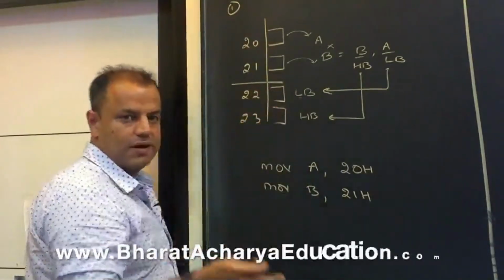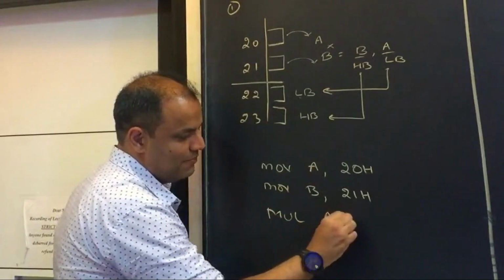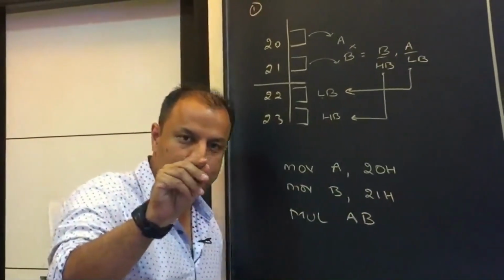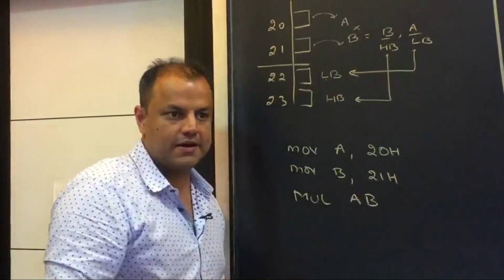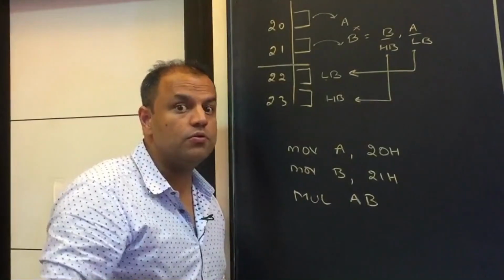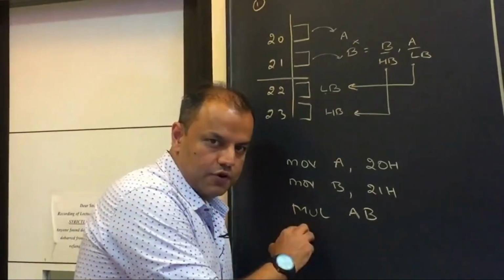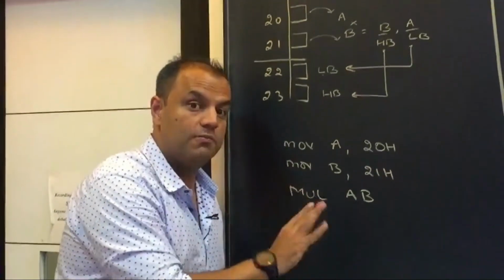Now what do you want to do? You want to multiply them. Instruction. Mul AB. It's not mul A comma B, okay? Mul AB. These are fine points which you only understand when you type instructions in the practicals. Now, I don't know whether you have the time remaining to do it or whether you have your practical exam the very next day, then learn it. If you type mul A comma B, assembler will throw up an error. There is no such instruction. The instruction is called mul AB.